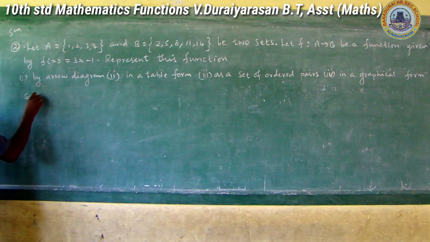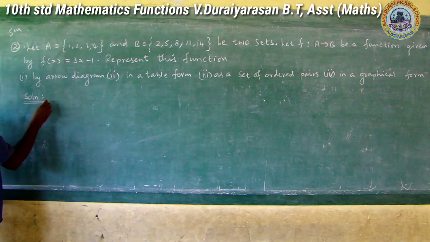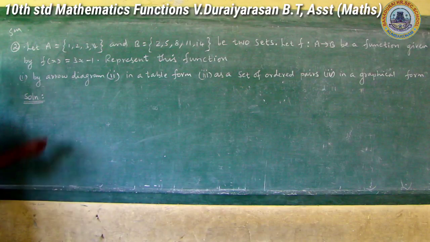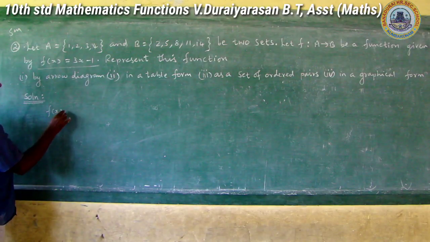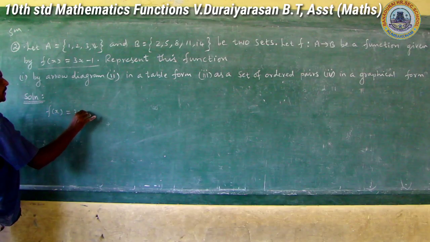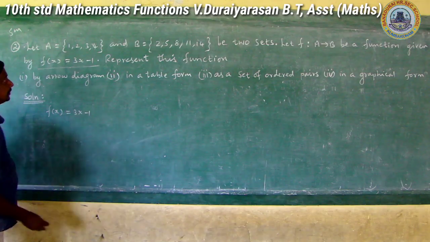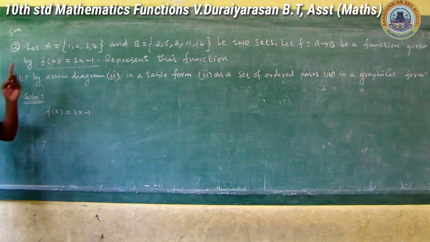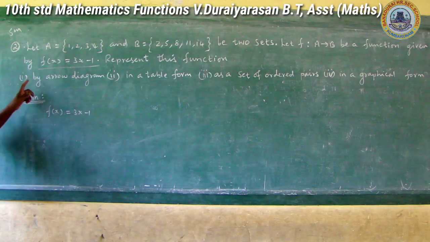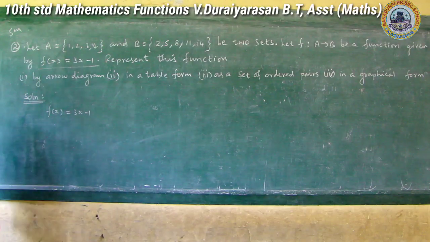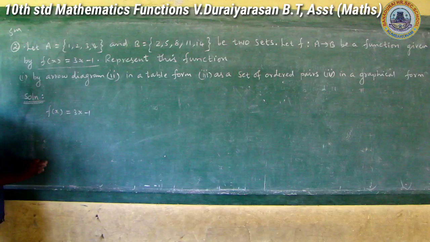First, what is the given function? First, write the given function. Given function is f of x is equal to 3x minus 1. A is given and B is given. First, to find the arrow diagram. How to find this arrow?